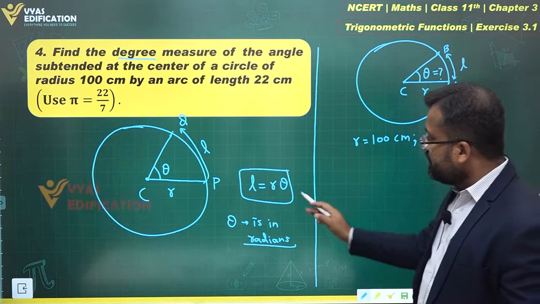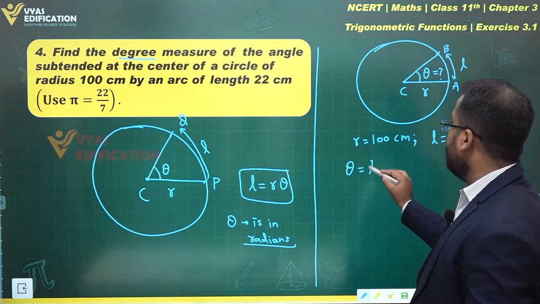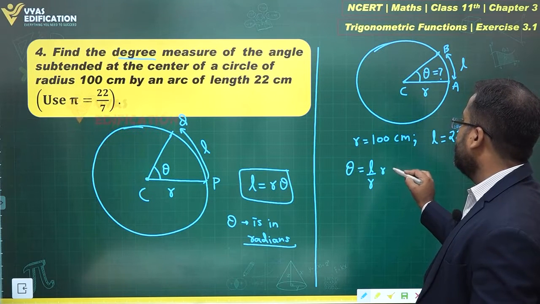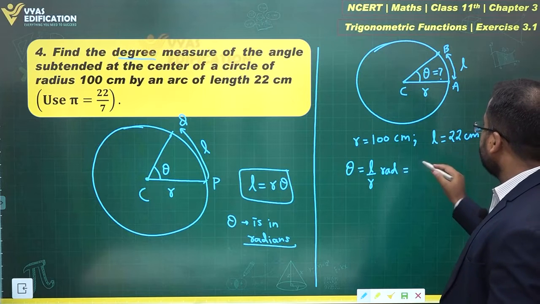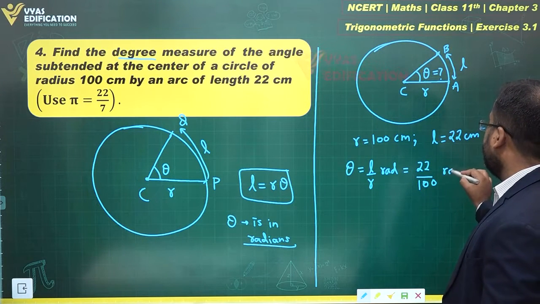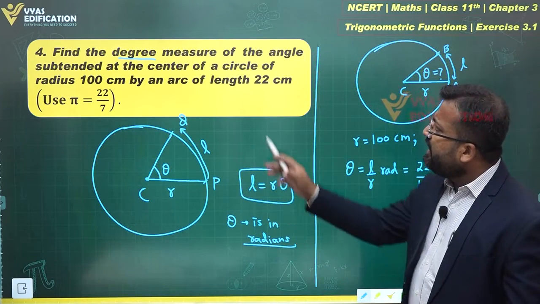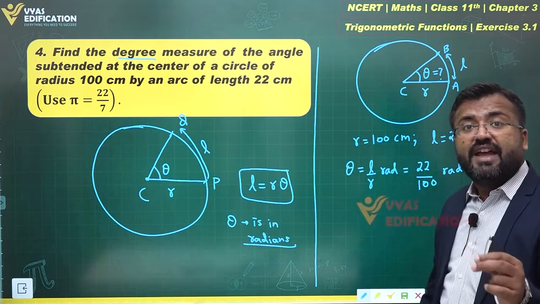So if theta is required, what is the value of theta? Theta is L upon R, so theta is L upon R radian. What is that equal to? Mind you, it is in radians. L is 22, R is 100. This is 22 upon 100 radian. But are we required the value in terms of radians? No. The person has asked us to find the value in terms of degrees.